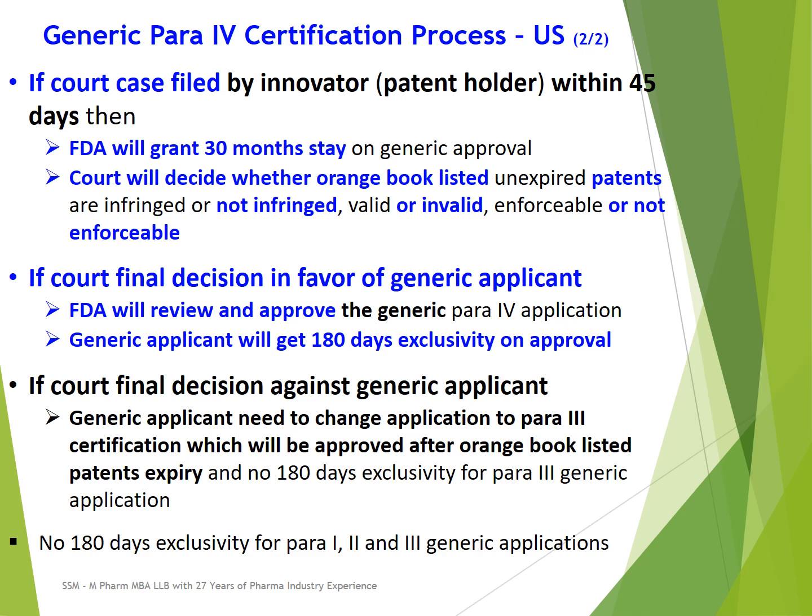So court will finally decide. If the court's final decision is in favor of the generic applicant, the court says that those products are either not infringed by the generic product, or they are invalid, or maybe they are not enforceable, then on receipt of this court order, FDA will review the generic application and will approve the generic para 4 application. And the generic applicant now will get 180 days of exclusivity on approval of the para 4 generic application.